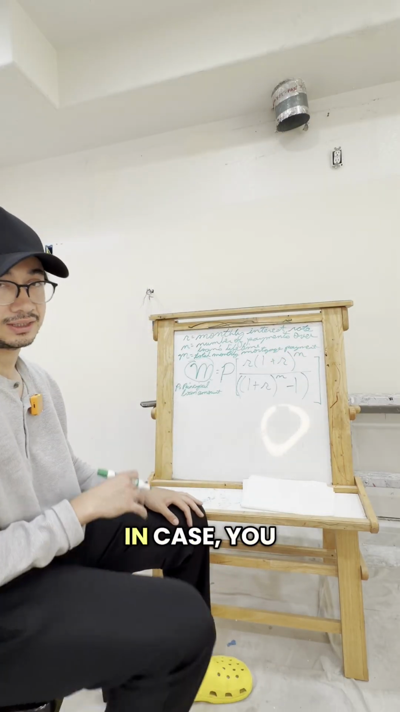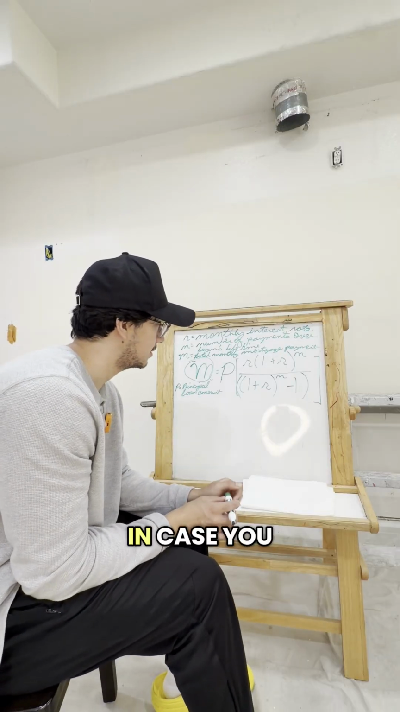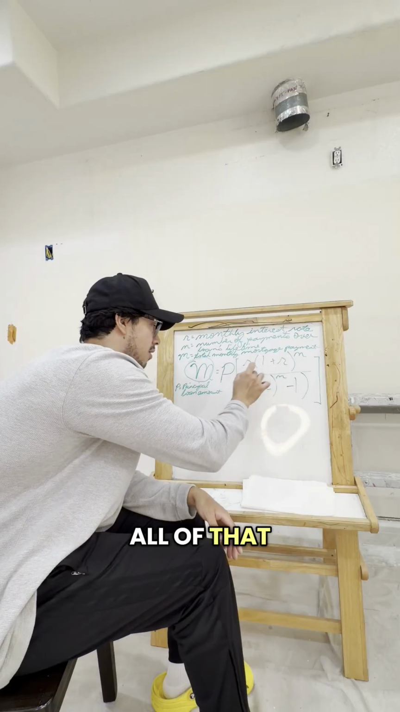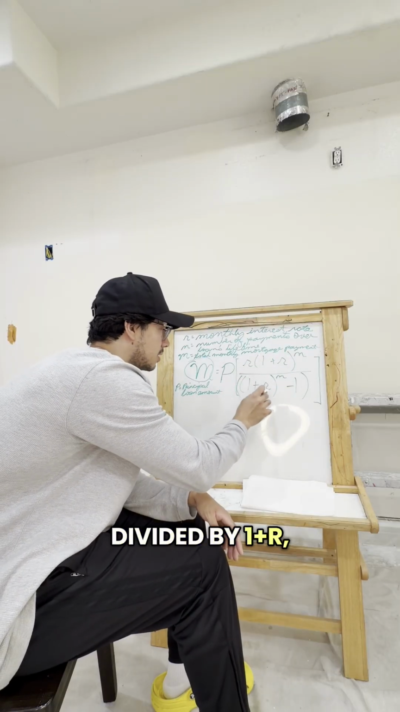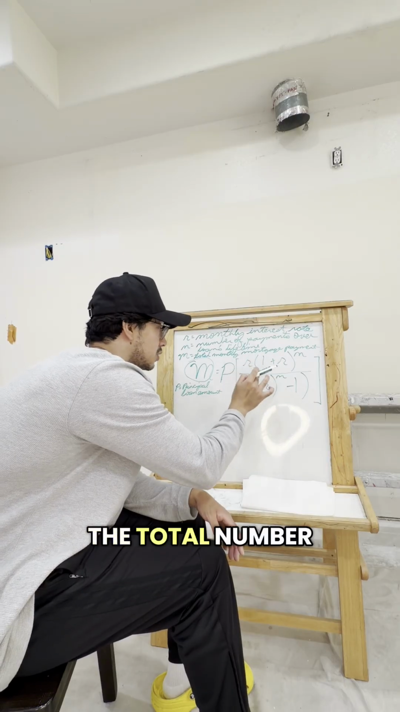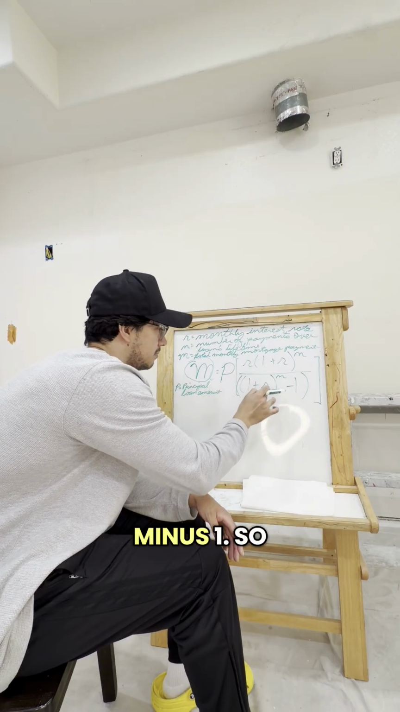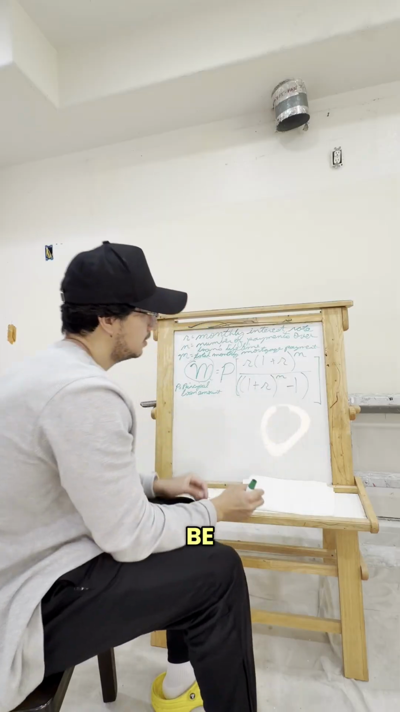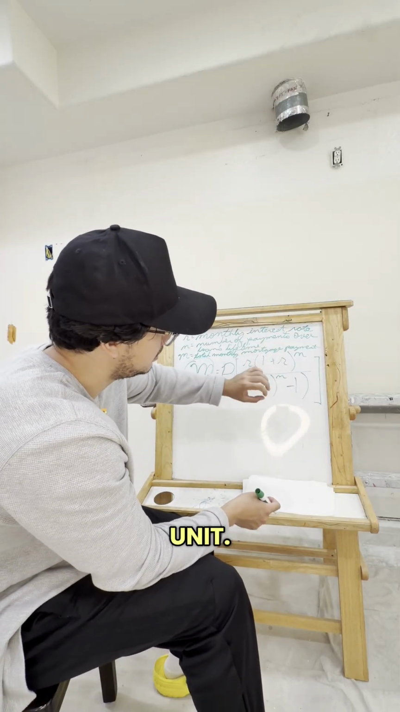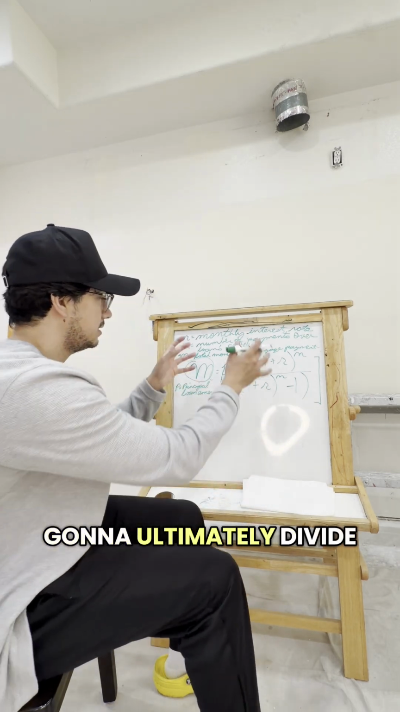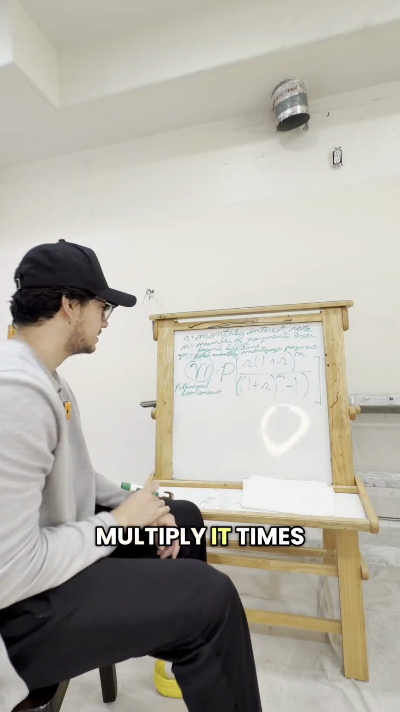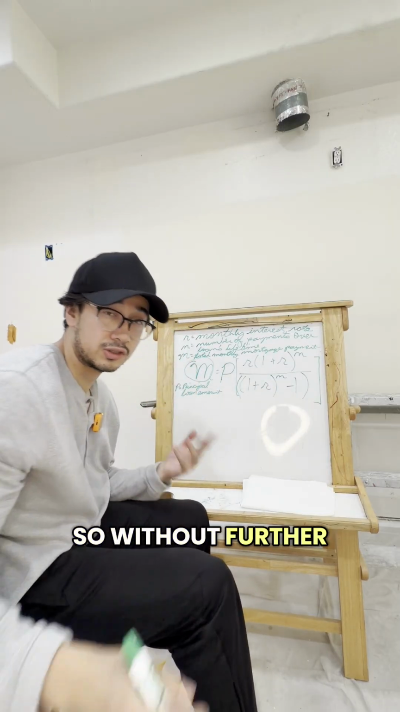And I wrote in cursive, in case you don't know what cursive is. Then we have all of that divided by 1 plus R, the monthly interest rate, exponent N, the total number of payments over the loan's lifetime, minus 1. So this is going to be a unit, this is going to be a unit, and then we're going to ultimately divide these two and multiply it times P. So without further ado, let's get started.